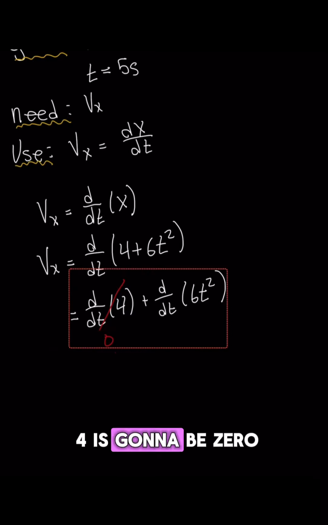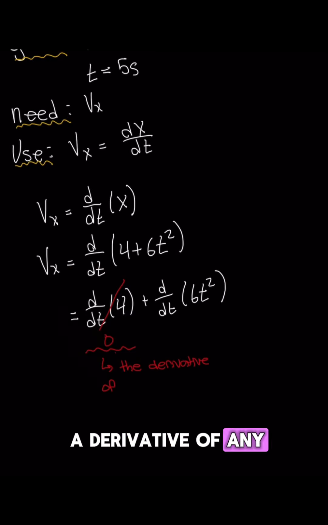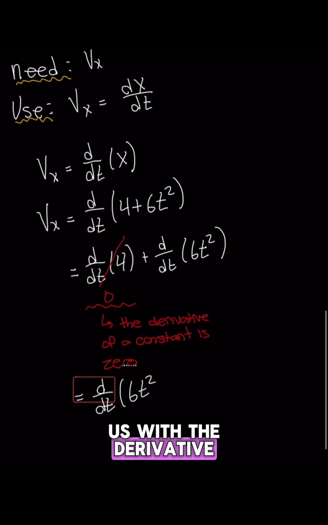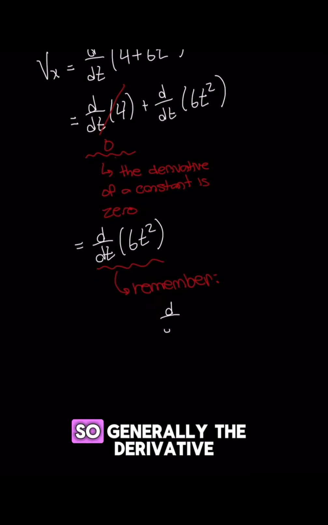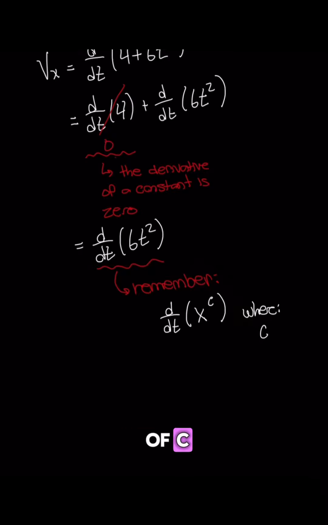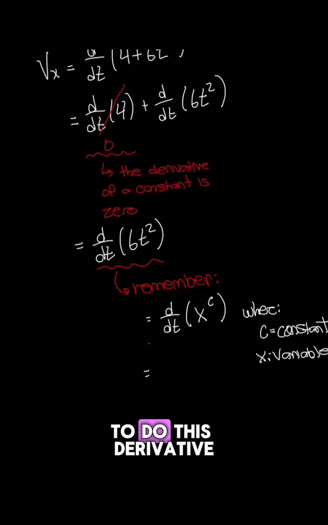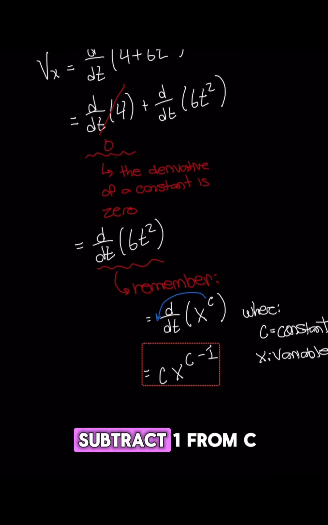So the derivative of 4 is going to be 0, because we know that the derivative of any constant is just 0. So that just leaves us with the derivative of 6t squared. And just a side note, remembering how to do this derivative. So generally, for the derivative of x to the power of c, where c is a constant and x is a variable, you have to bring c down and then subtract 1 from c.